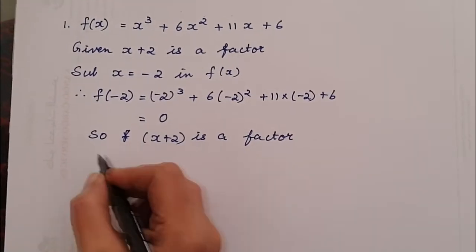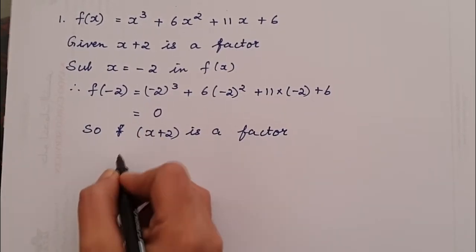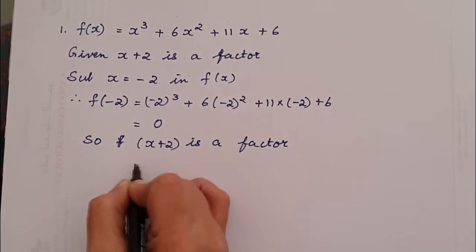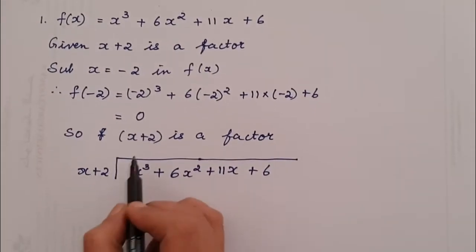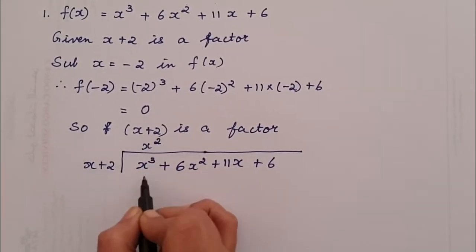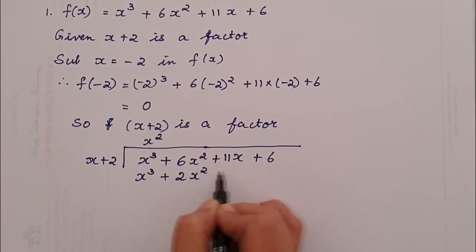Now, when we do the normal division, we just get our remainder. Since we got 0 here, when we do the normal division, we'll get the remainder as 0. Let us check the normal division. First compare x and x cube, so it has to be multiplied with x square. So x cube plus 2x square.